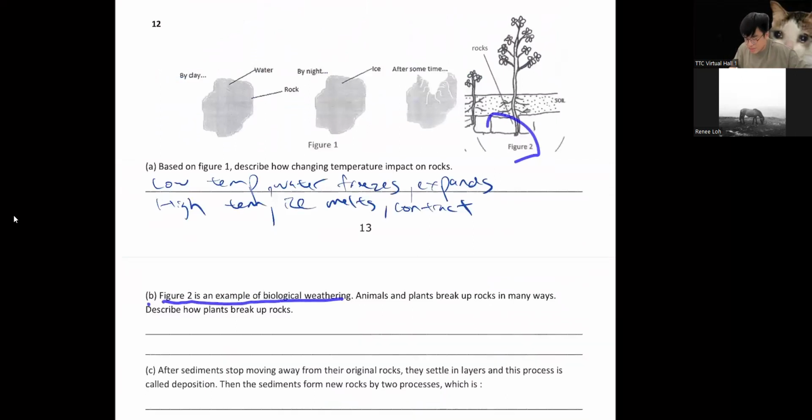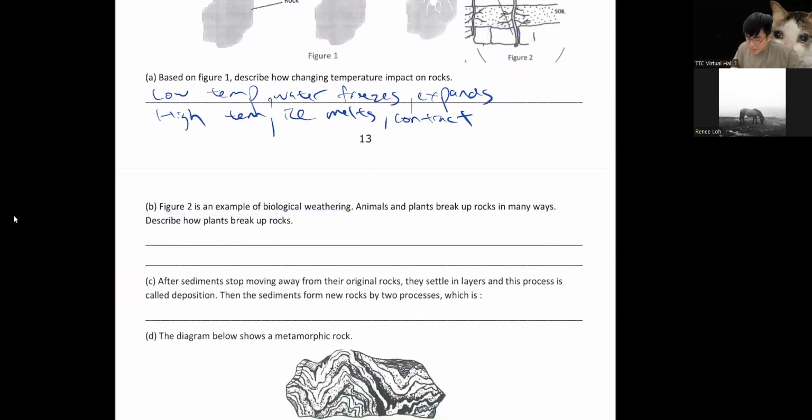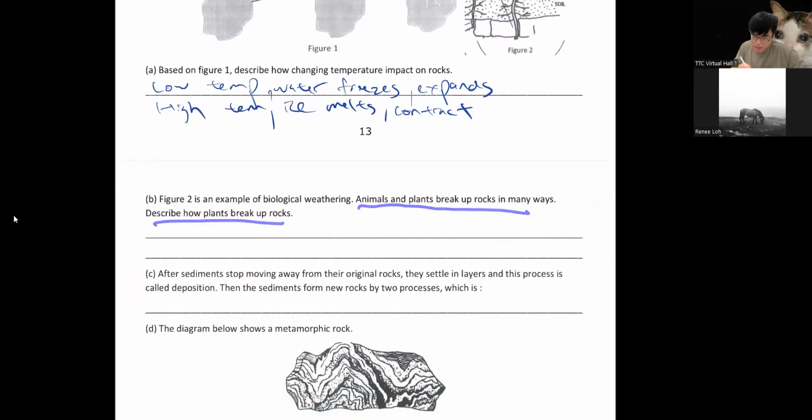So B, figure 2 is an example of biological weathering. Biological is physical weathering. Animals and plants break up rocks in many ways. Describe how plants break up rocks. So you can say seed.